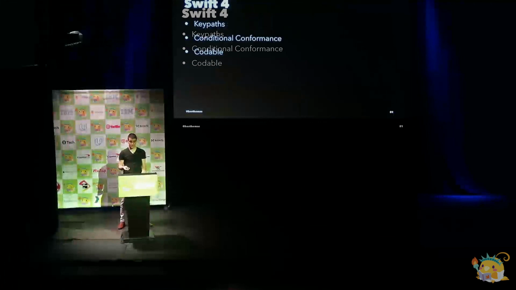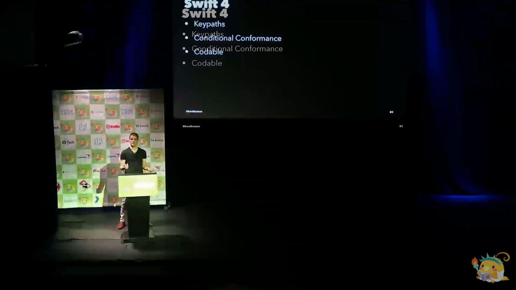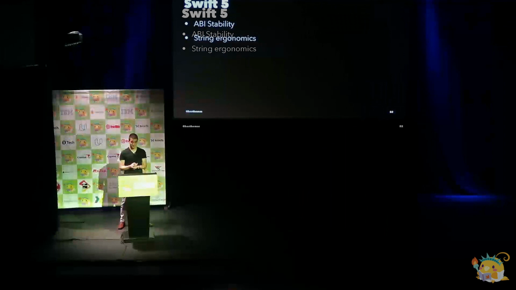Swift 4 brought us key paths, conditional conformance, and Codable. And I think Codable is also something that's really, really interesting. And then with Swift 5, we're looking at ABI stability and string ergonomics. And after that, who knows what will come. But it's going to be a wild ride. And it's going to be awesome.